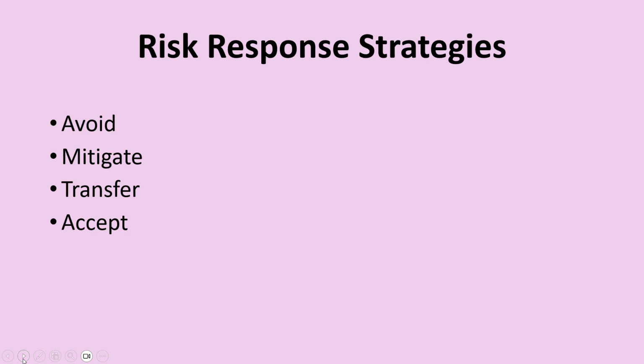And next are the risk response strategies. Project managers use different strategies to manage the risk. Avoid means eliminating the risk entirely. Mitigate means reducing its probability or impact. Transfer means shifting the risk to another party, such as through insurance or contracts. Accept means acknowledging the risk and preparing contingency plans.